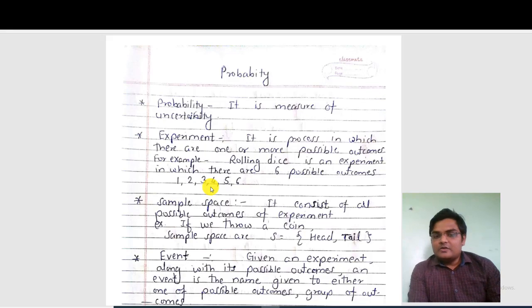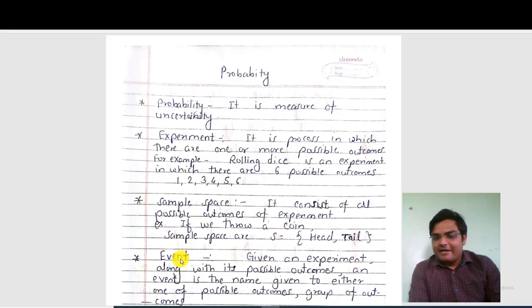Okay. So the next concept is sample space. Sample space consists of all possible outcomes of the experiment. Suppose we throw a coin, the sample space is head and tail. If we throw a coin, we get 2 outcomes, that is head and tail. It means the number of sample points is 2. Okay, did you understand this concept?